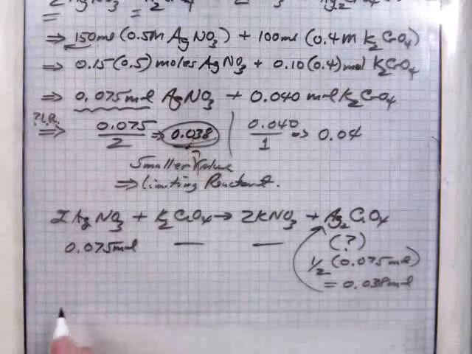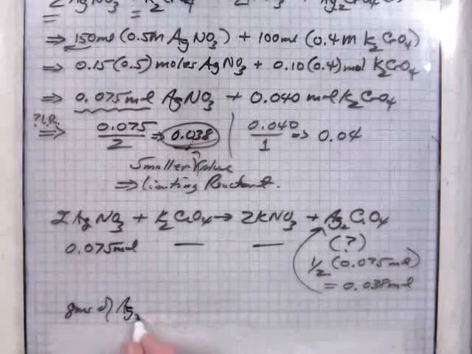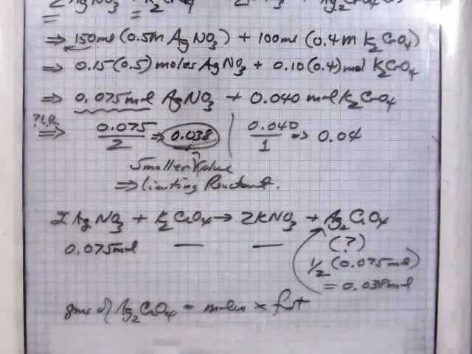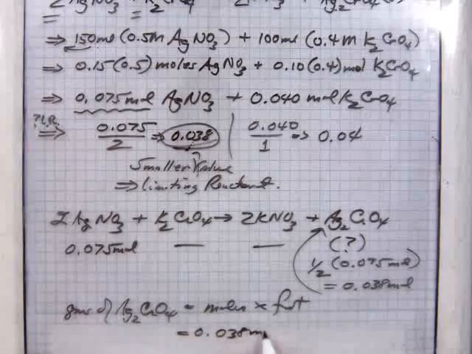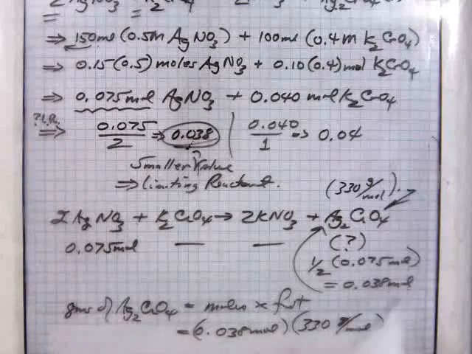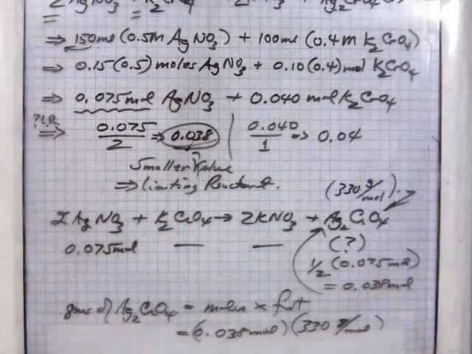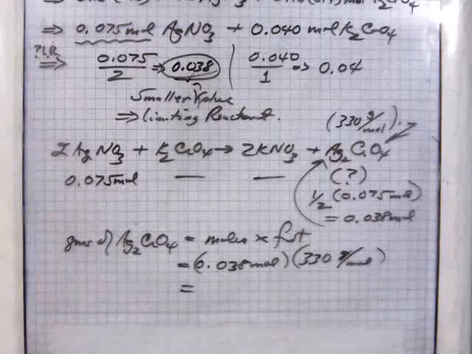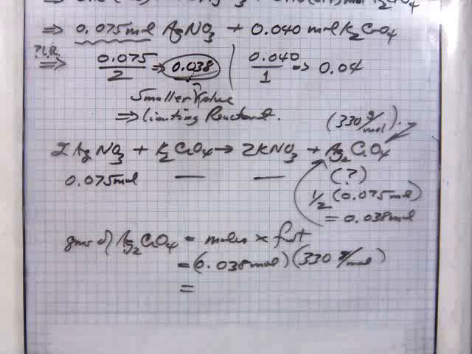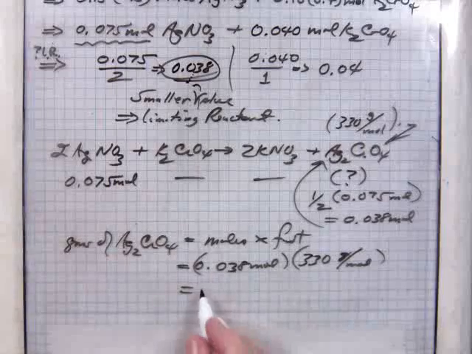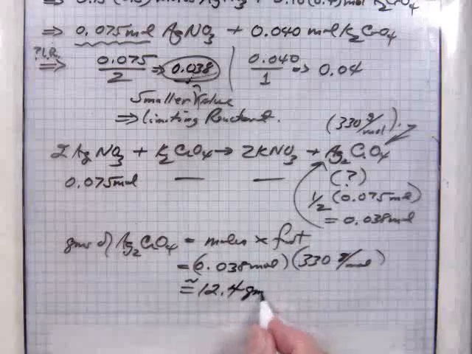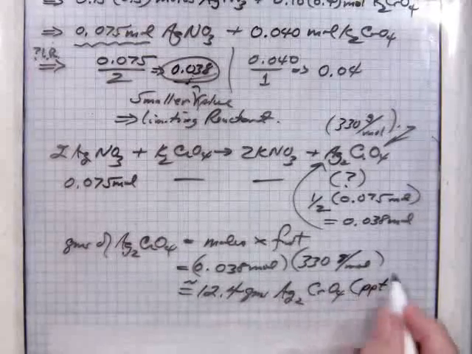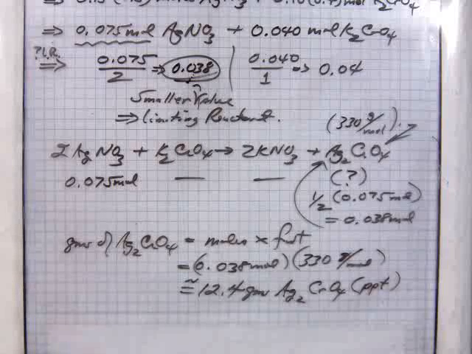Now we need the formula weight, so the grams of Ag2CrO4 is equal to the moles times formula weight, and of course that's 0.038 mole. So we got 330 grams per mole, but in the problem we only have 0.038 moles, and so when we make our final computation, I get 12.4 to 3 sig figs. Of course, that would be a precipitate.